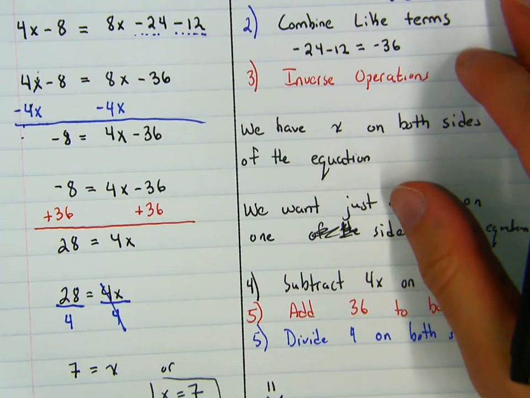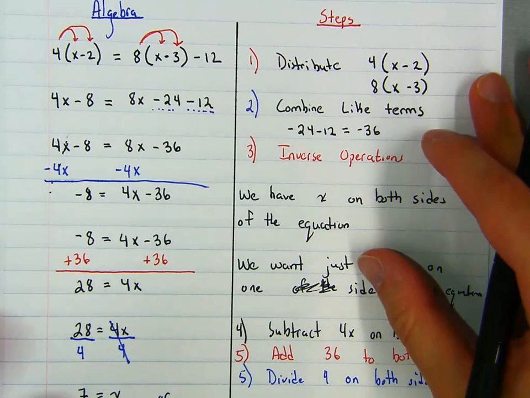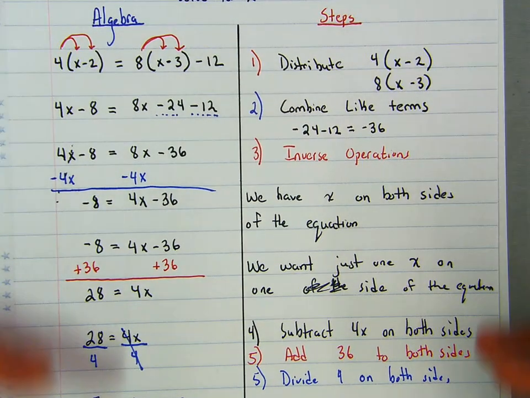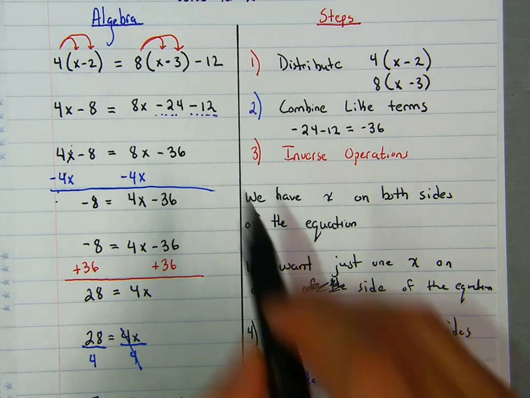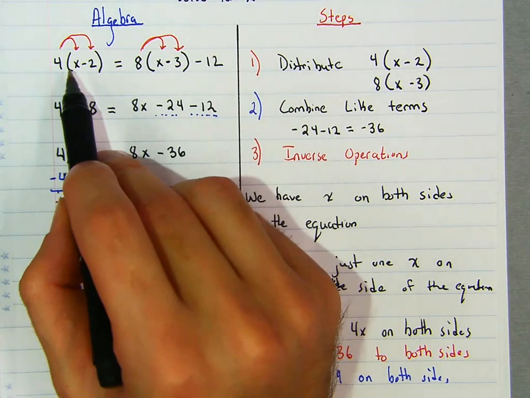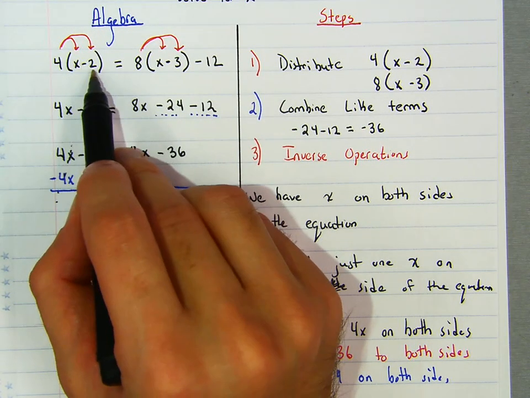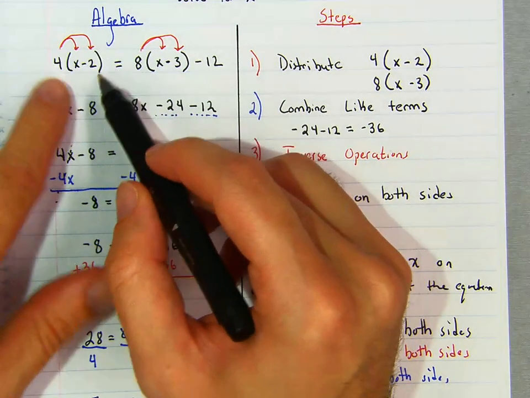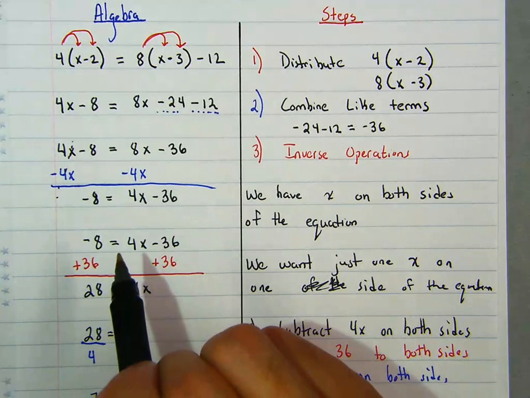Let's review from the beginning. Take a moment, pause the video, see what we did from start to finish. What was the first thing we did? We distributed the 4. And we distributed the 8. And then how do we know when to distribute? When we have these parentheses.